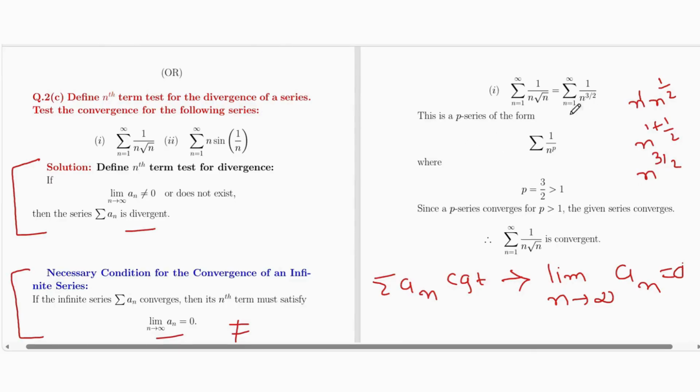Now compare this with the P series. What is the form of the P series? Series 1 upon n raised to P. For the P series, the series is convergent if P is greater than 1. So here we get P equal to 3 by 2, and 3 by 2 is greater than 1. So since a P series converges for P greater than 1, the given series converges. That's why the given series 1 upon n root n is a convergent series.